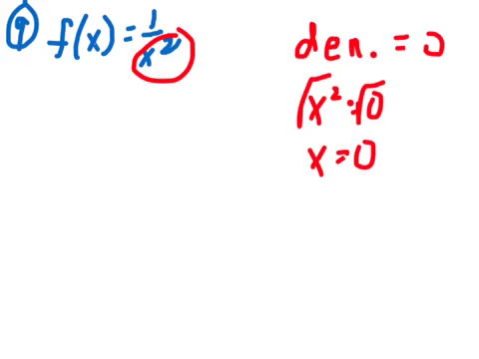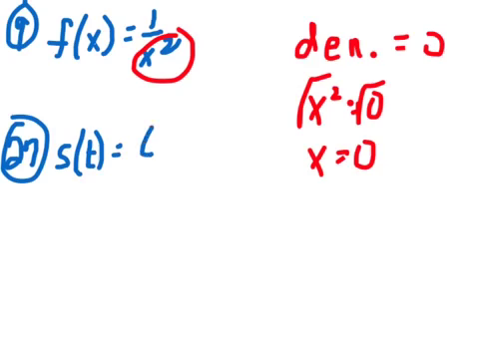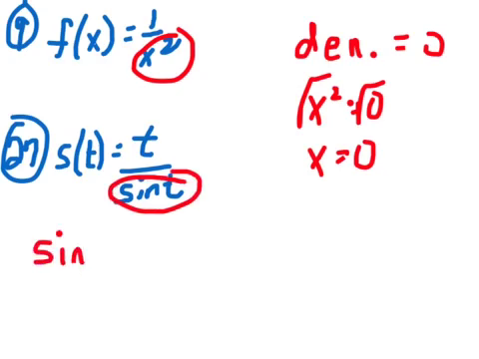I'll pick another one. Let's look at 27. It's just interesting because it's a trig function. I don't even know if I assigned it or not, but if I didn't, that's okay, because we need to be able to do the ones with trig functions on them. Okay, so t over sine t. Again, where's the denominator equal to 0? Where is sine t equal to 0?